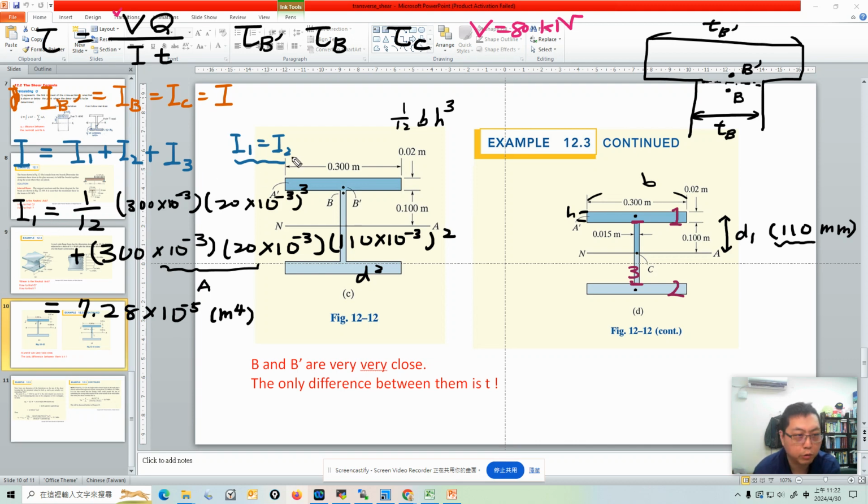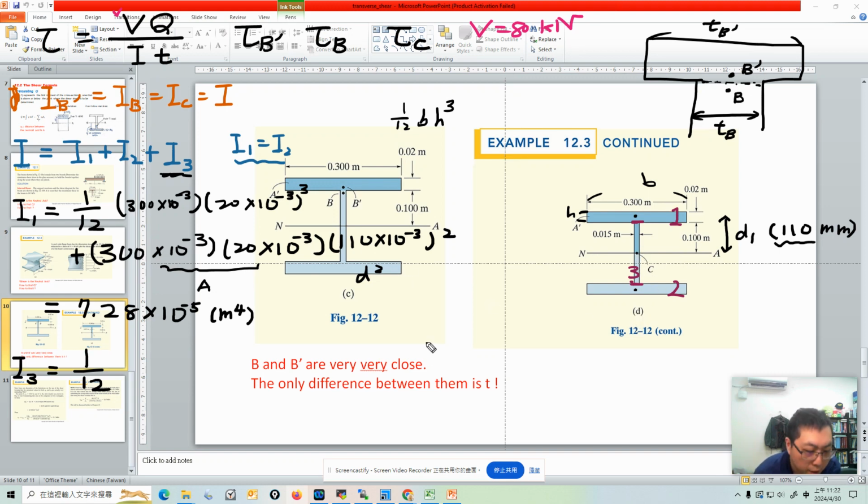And I1 is I2. We don't have to calculate I2 again. Therefore, the remaining part is I3, so I will calculate I3. And I3 is very lucky. I3 is the middle part, and we see the neutral axis is passing through the centroid of the middle part. Right? The neutral axis is passing through the centroid of area 3. So you don't have to use the parallel axis theorem. You just use the formula for the rectangle directly, because the neutral axis is passing through the centroid of area 3. So here is your B.